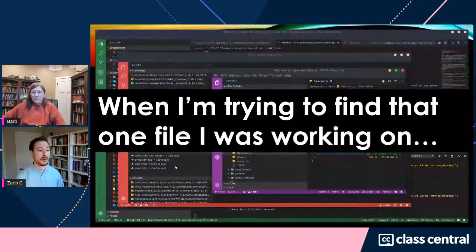Or maybe I'm trying to find that one file that I was working on in my project, right? You know, you sit down and you're going to program and you have 1,000 windows open, 1,000 files open. There's notifications popping up everywhere. There's a cell phone chiming next to you every 10 seconds.